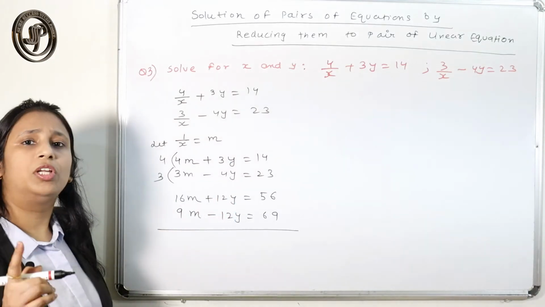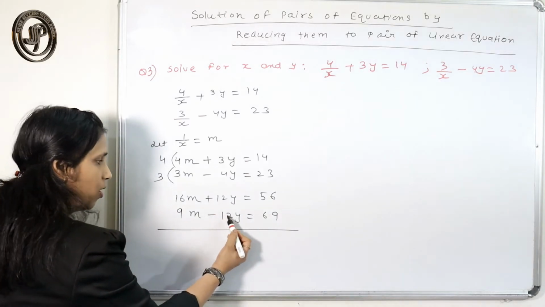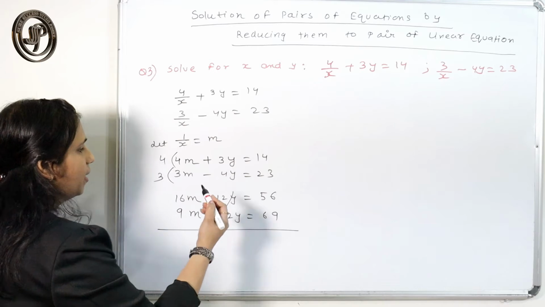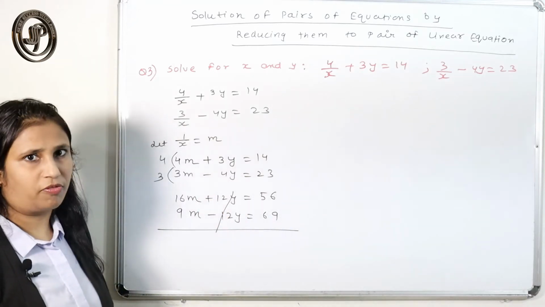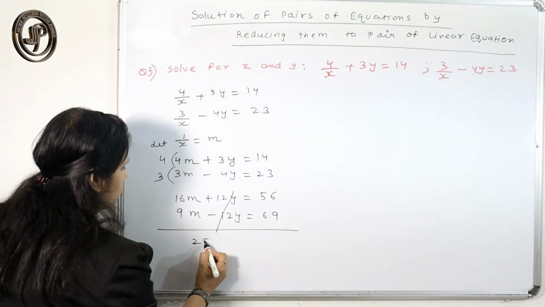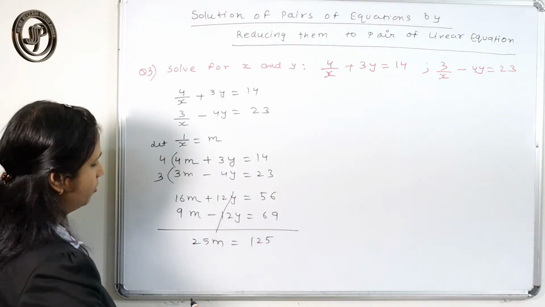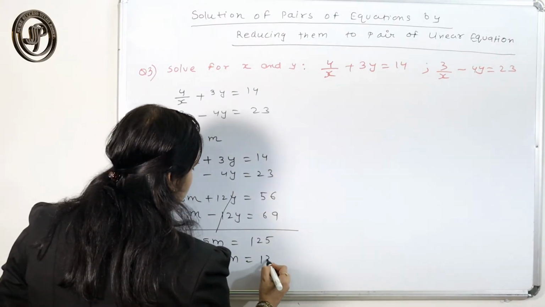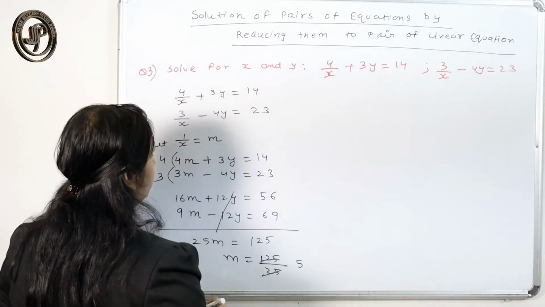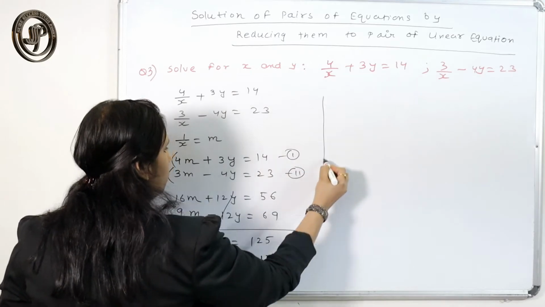Here in this step you need not change the sign. Why? Because they are already of opposite sign. Here we simply add them. When we add them, they cancel out because of their opposite signs. Now this becomes 25m, and when you add, 125. So m is equal to 125 by 25. So this will be 5, and you can consider this as equation 1 and this as equation 2.